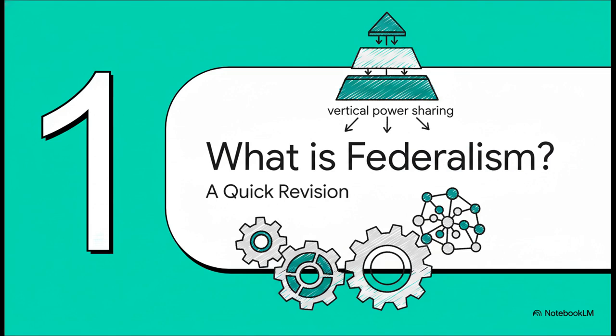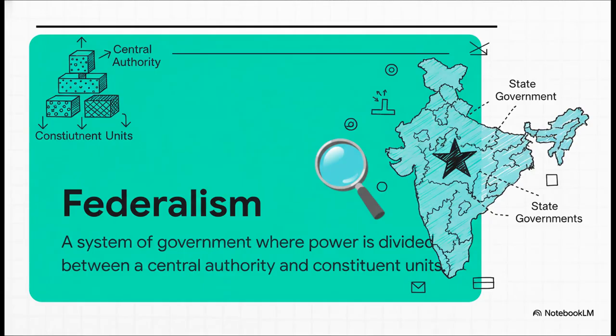First things first, let's quickly refresh our memory on the basic idea of federalism. You might remember this from our earlier discussions on power sharing. So what is federalism really? Well, to put it simply, it's a system where power isn't concentrated in one place. Instead, it's divided. This means that any country with a federal system has at least two levels or tiers of government. Our own country, India, is a perfect example of this. We have the central government for the entire nation, and then we have state governments for each of our states.